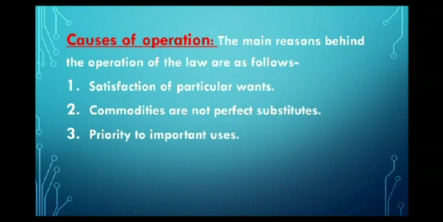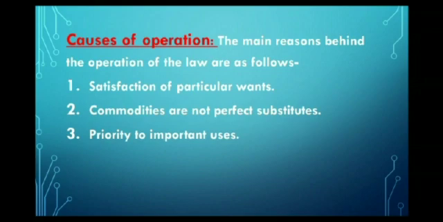Point number 3 is priority to important uses. For example, if we have one piece of cake, we shall give it to our baby. If we have two, the second we will give to the wife. The third will be kept for self-use, and the fourth we will offer to our mother-in-law.